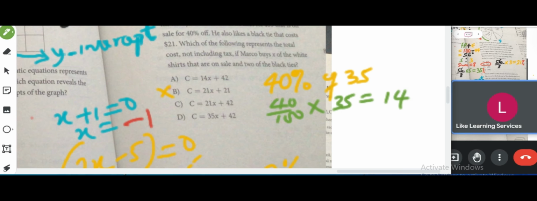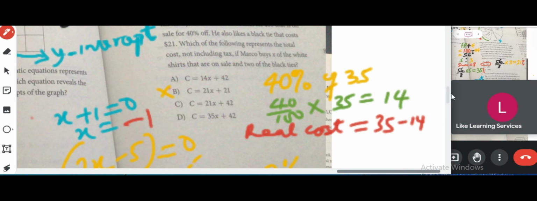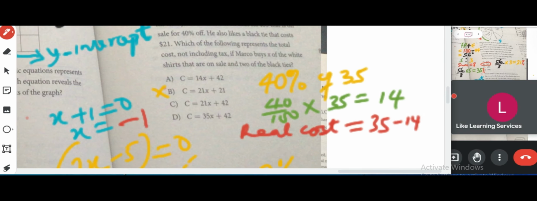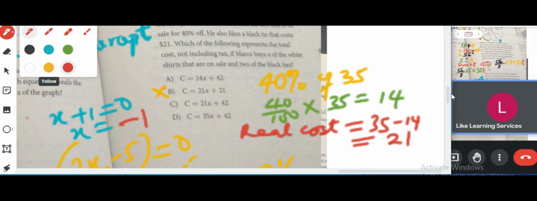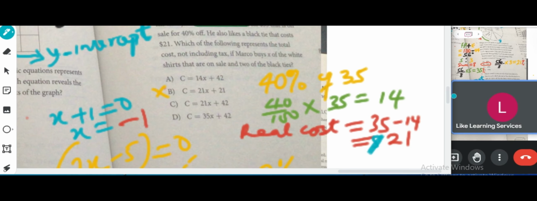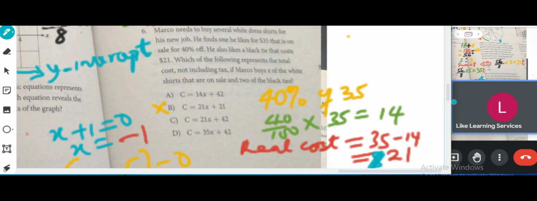Yes. So the real cost now is 35 minus 14, which is 21. 35 minus 14 is 21. Good. So it's actually $21 that we eventually pay for each shirt. And so if he buys X shirts, it's going to be 21X.